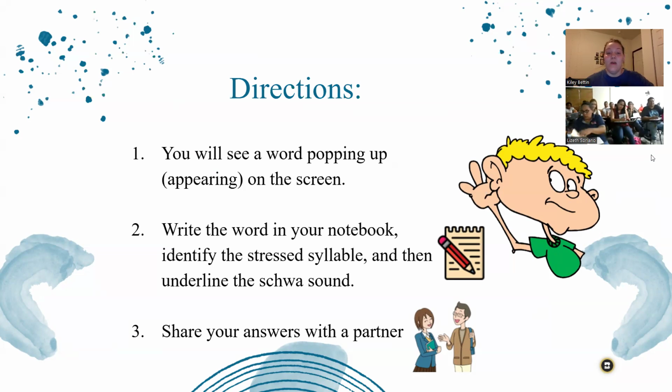When that word pops up, you can write that word down in your notebook, and we are going to identify the stressed syllable and then underline the schwa sound. If you want to use two different colored markers, or a scribbly line and then a straight line, however you want to differentiate those upcoming words, that choice is entirely up to you. And then after we have found the stressed and unstressed syllables, we are going to share answers with a partner, collaborate a little bit, and see what everyone else got. So are we ready? Yeah. Perfect.